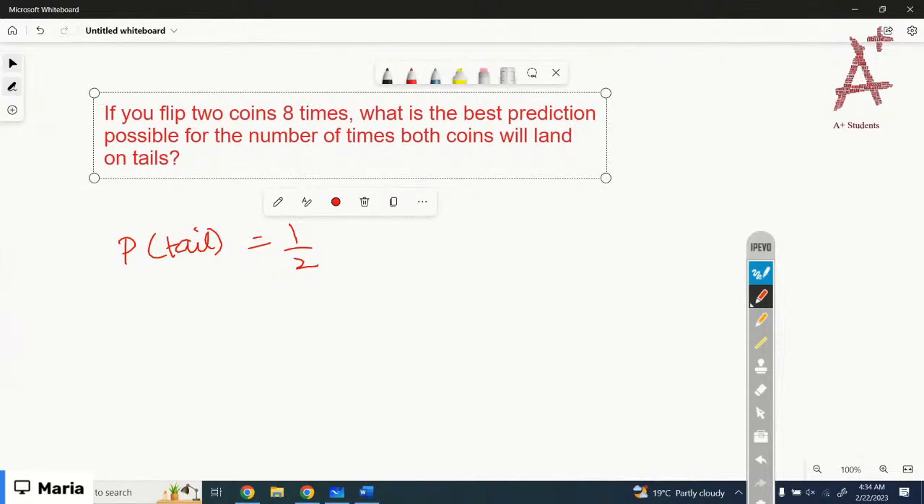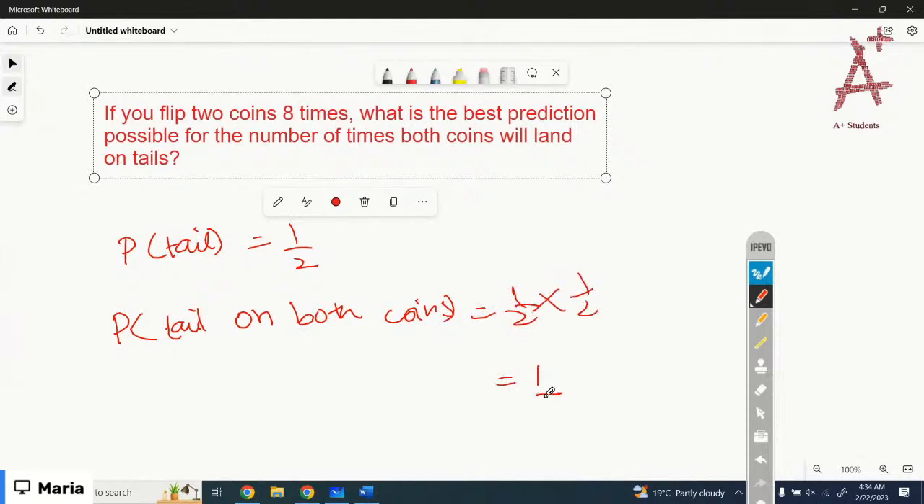So you have two coins, so the probability for both of them is 1 over 2 times 1 over 2. The probability of getting tail on both coins, you have to do 1 over 2 times 1 over 2. Got it? 1 times 1 is 1, and 2 times 2 is 4. Now you flip the coin 8 times, so you have to calculate 1 by 4 times 8. So 8 times 1 is 8, and 8 over 4.